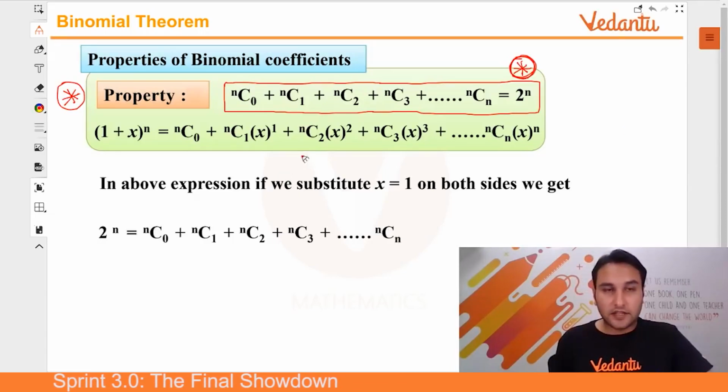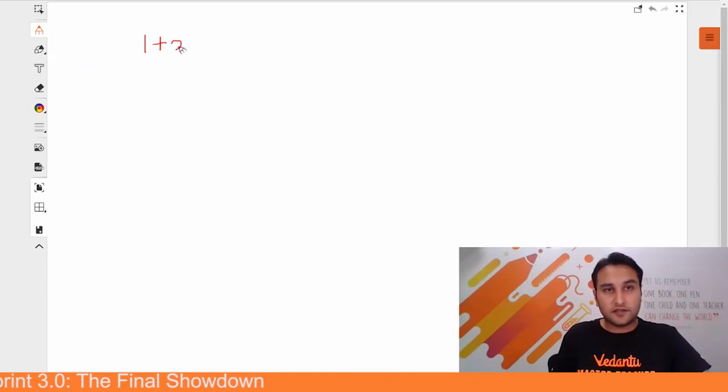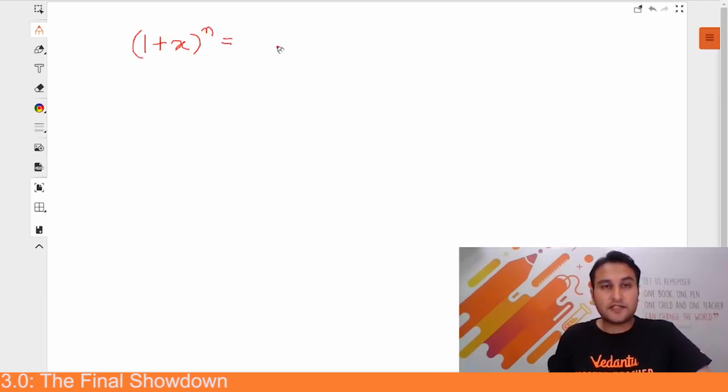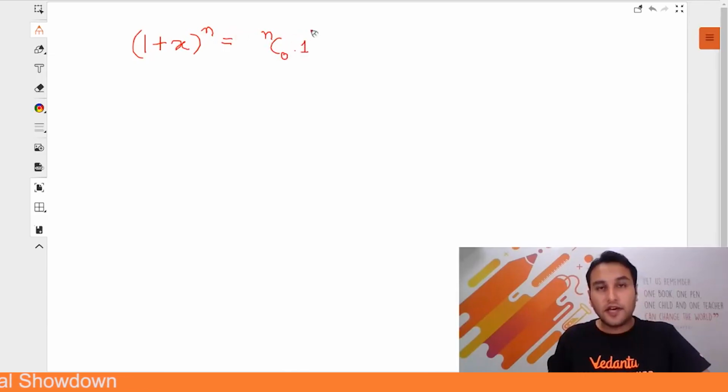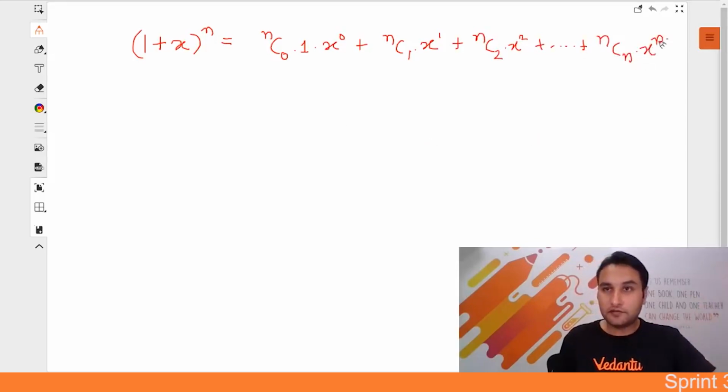Now let's imagine this. The way to imagine this is very simple. Always start with the imagination of this. Always write this: (1 plus x) raised to power n. What will be its expansion? nC0 into 1 raised to power n minus 0 and x raised to power 0, plus nC1. 1 raised to any power is 1. So x raised to power 1, plus nC2 x raised to power 2, up to the last term, nCn into x raised to power n. Agree? Because 1 raised to any power is 1.